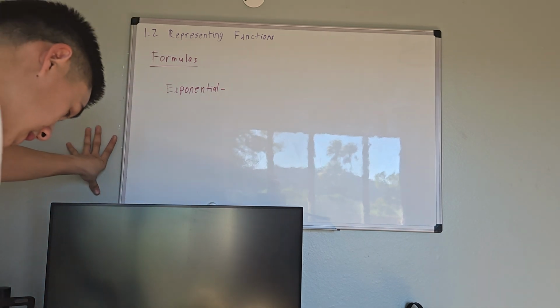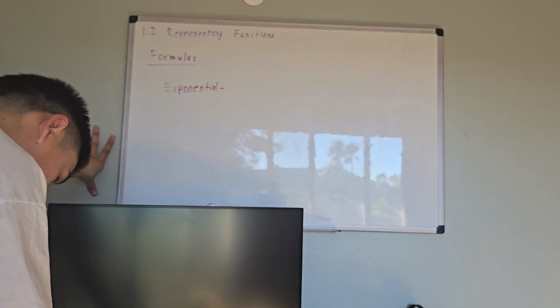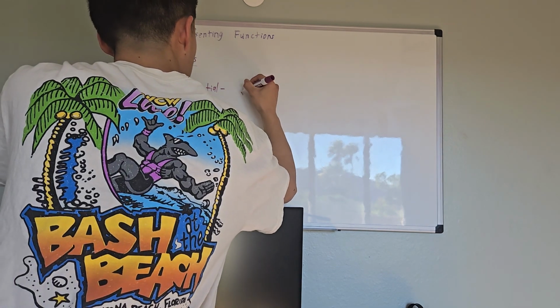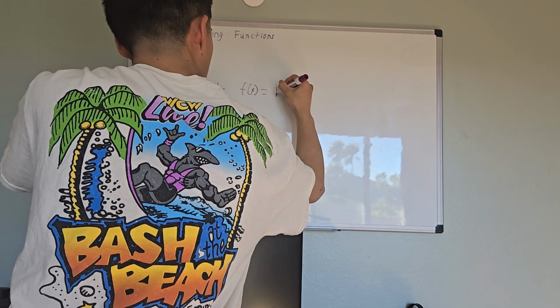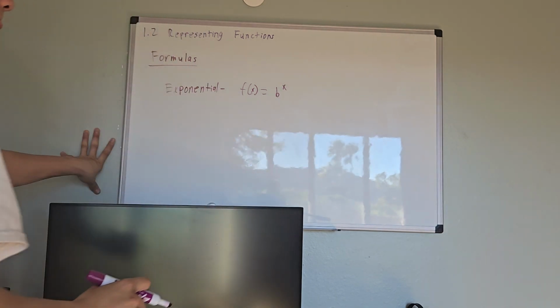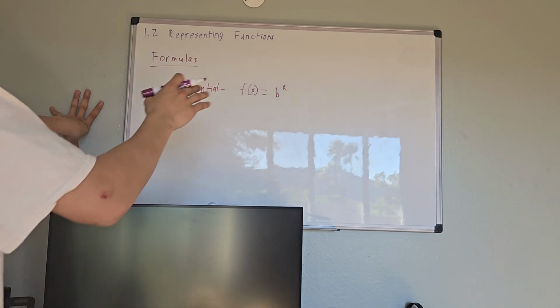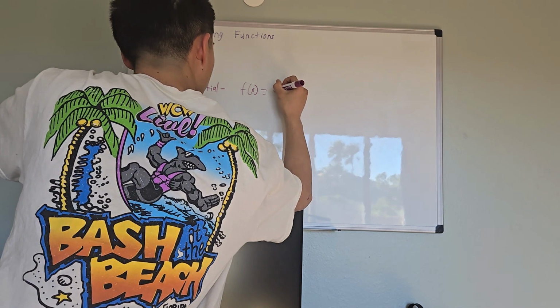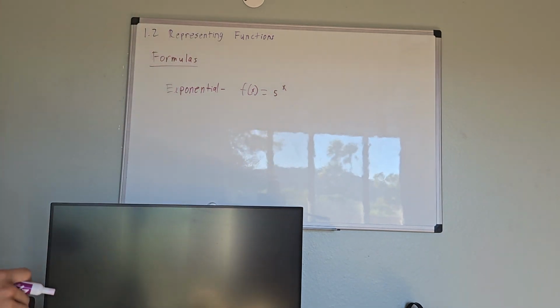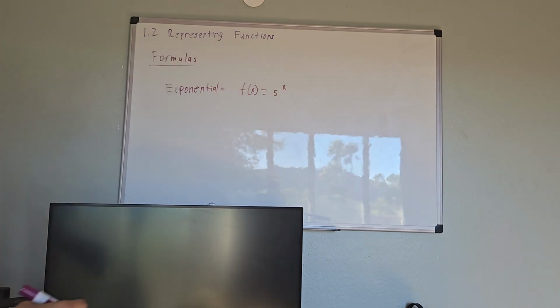Now let's take a look at exponential functions, okay? Exponential functions, now these are functions that take the form of this. F of x equals, we'll say b to the x, okay? So all this is when you have, we even say like 5 to the x, okay? When the x is in the exponent, okay?